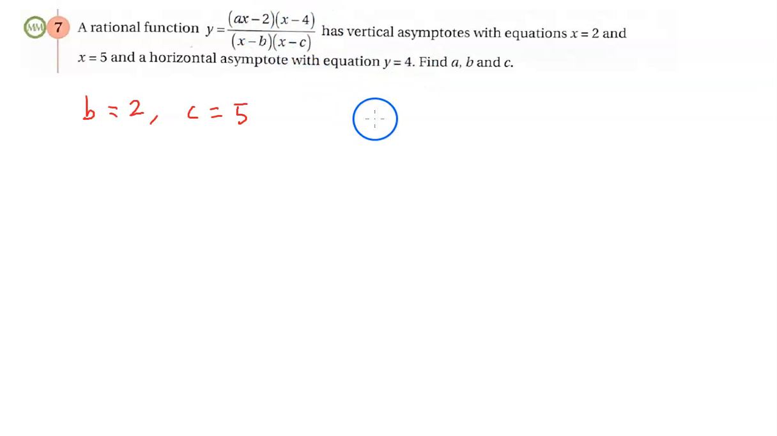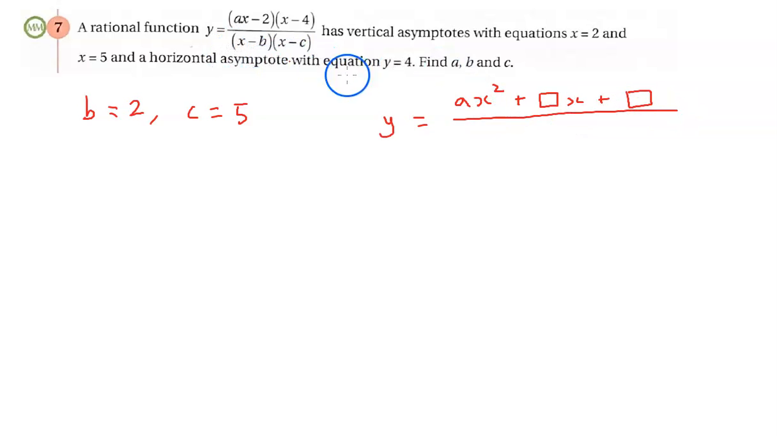Now if we expand out the function, we're going to get y equals ax squared plus something x plus something, who cares what. And then on the bottom, the point is the thing on the bottom is going to expand out to be just x squared plus who cares x plus who cares.